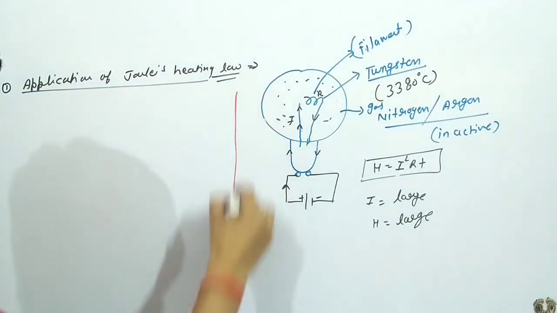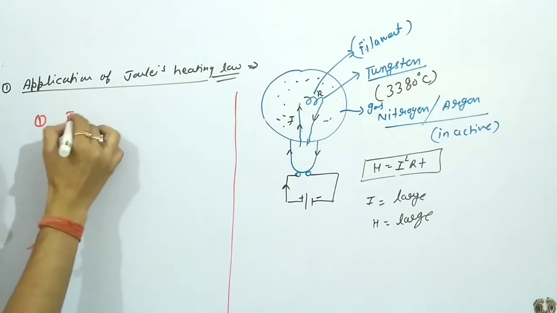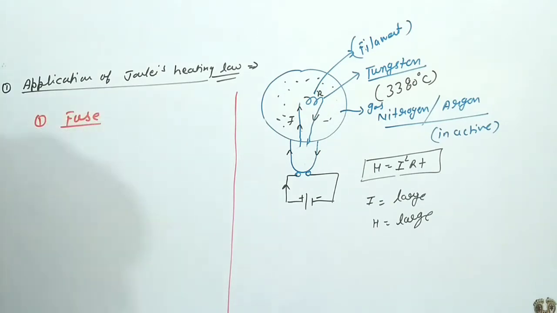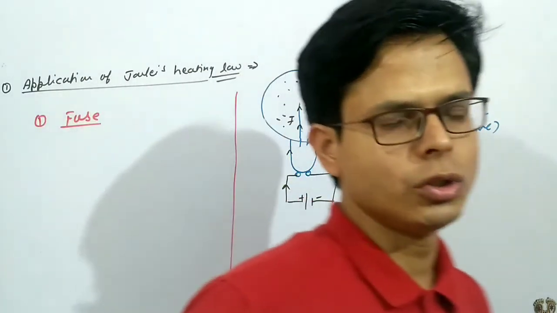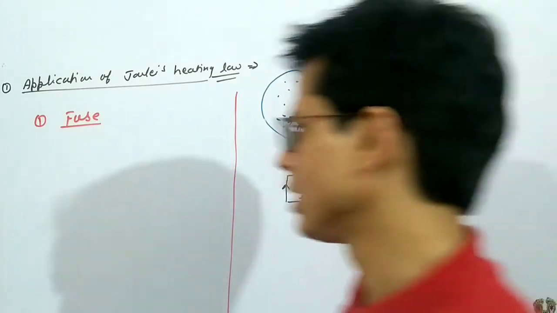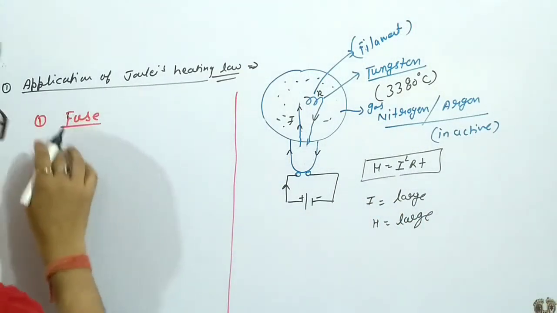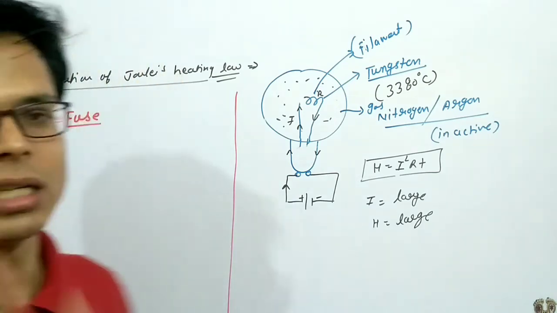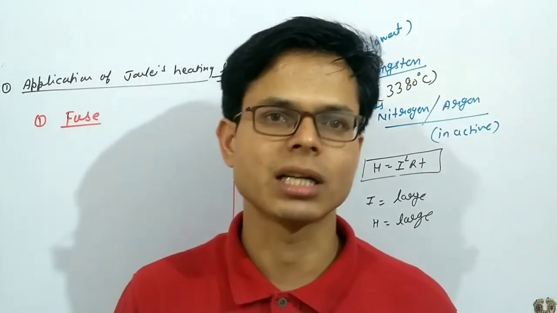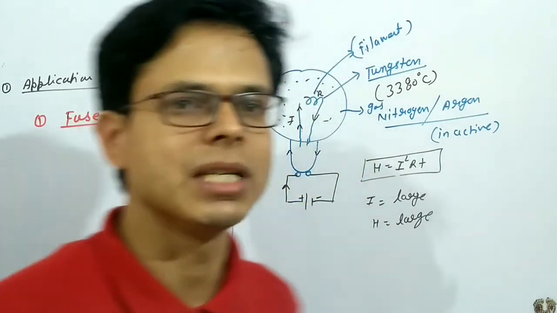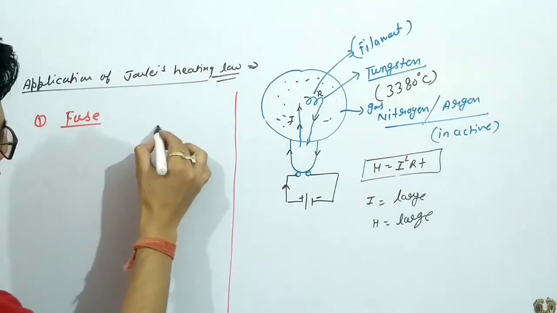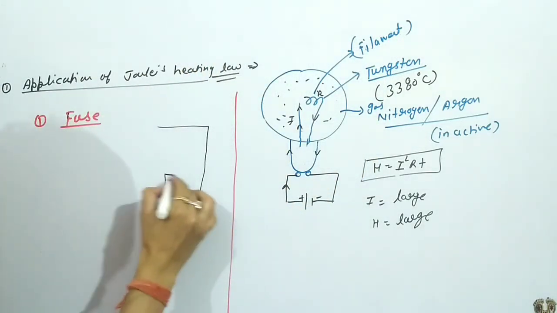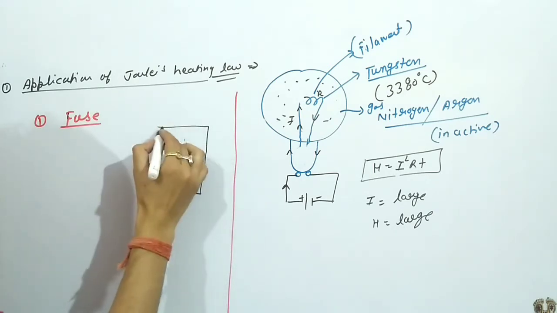Number two application, fuse also works on Joule's heating law. You know that this is a protecting device एट हमारे होम सर्किट्स. हमारे घरों में जो सर्किट है, हमारे घर के जो सर्किट्स को बचाने के लिए एक प्रोटेक्टिंग डिवाइस हमने लगाई रहती है, सेफ्टी मेजर डिवाइस होती है जिसे बोलते हैं फ्यूज. आपने देखा होगा इस तरह का ओल्ड फ्यूज अगर आप देखेंगे तो इस तरह का एक फ्यूज होता है.